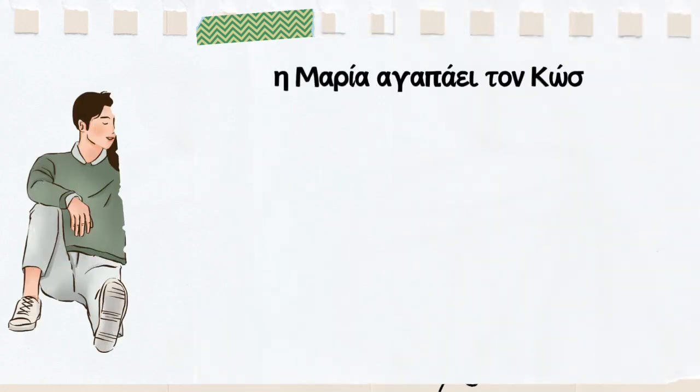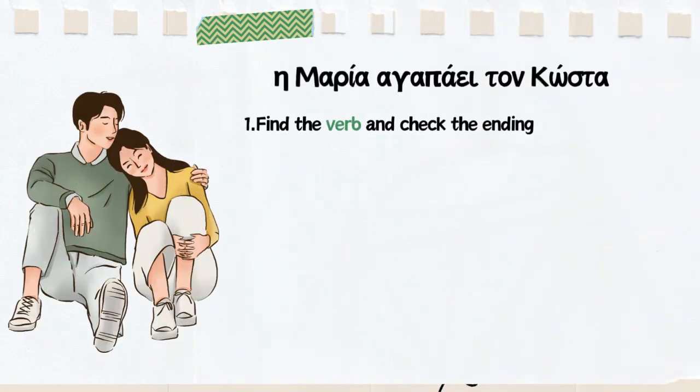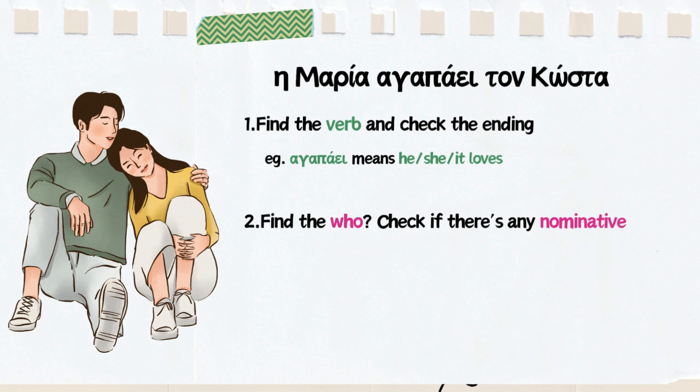For example, η Μαρία αγαπάει τον Κώστα. Step number 1 is to find the verb and check the ending. For example, αγαπάει means he, she, it loves. The step number 2 is to find the who. So we check if there is any nominative around. For example, in this case, η Maria is nominative. So the translation will become Maria loves.